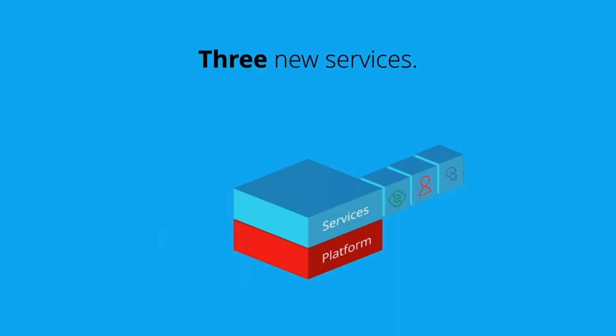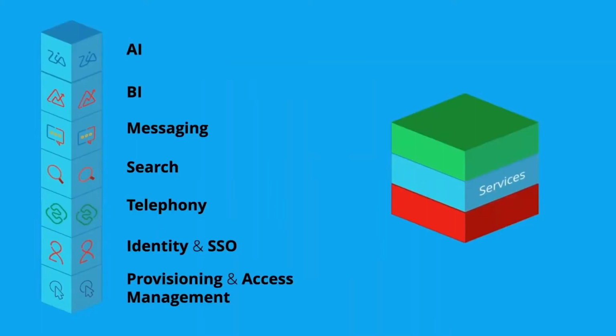But I think it's useful to mention that we're constantly building these things out and adding them as we have more ideas for how we can add value to this and make something more powerful and more useful to you. So the services, as I will be talking about them today, are artificial intelligence, business intelligence, messaging, search, telephony. Some people say telephony. I prefer telephony. I think that's the right way to say it. I think the other way is wrong. And identity and SSO, provisioning and access management.